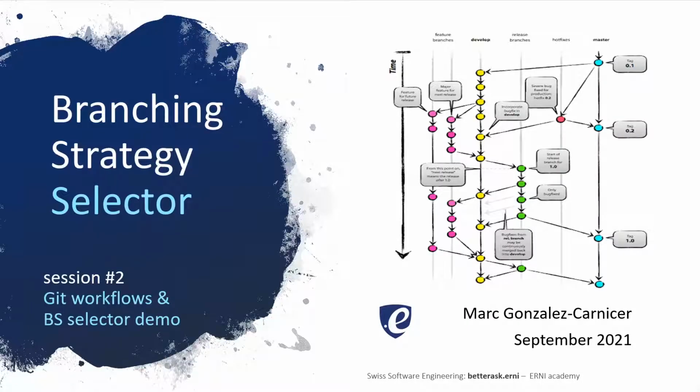Okay. So today, as you see, this is the second session, and it's about Git workflows, the branching strategy selector. Today we will showcase a demo, and we also have a review of the last session, and we will also add new content.